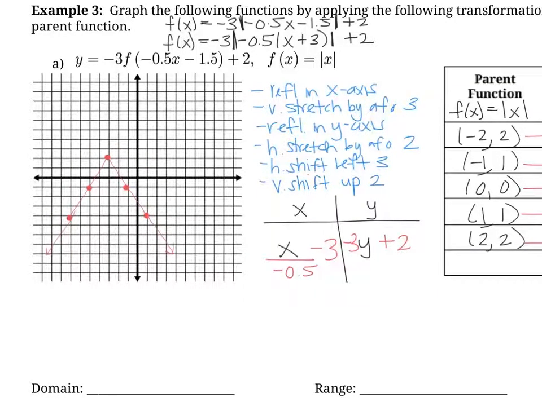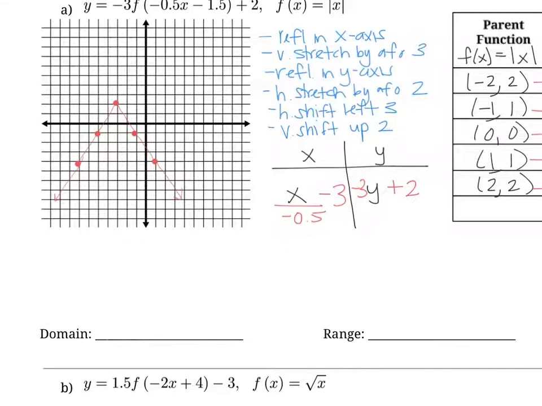There was a vertical stretch by a factor of 3. This is skinnier than the original graph. There was a reflection in the y-axis. The graph is horizontally stretched, shifted to the left 3 and up 2, which is what we have.